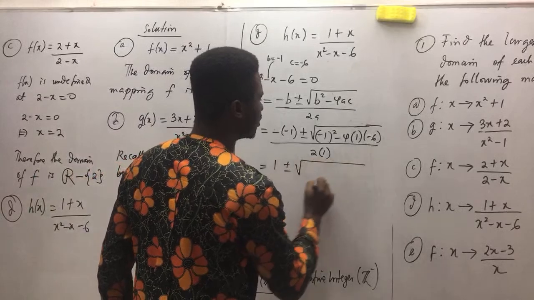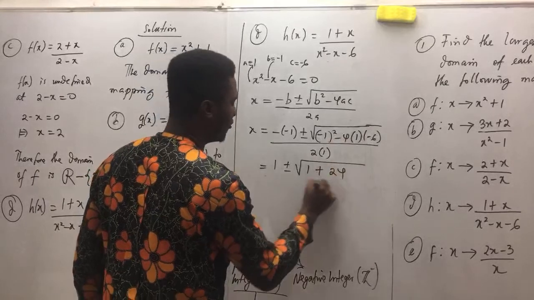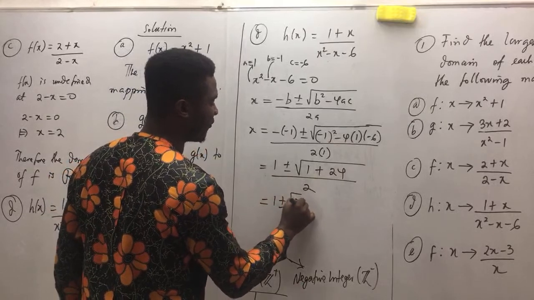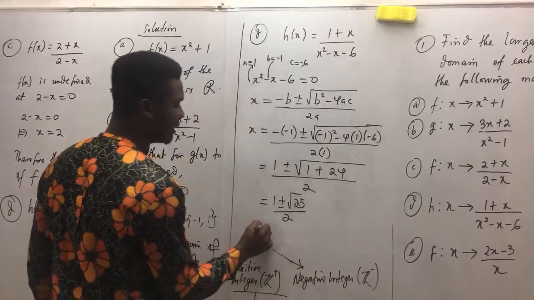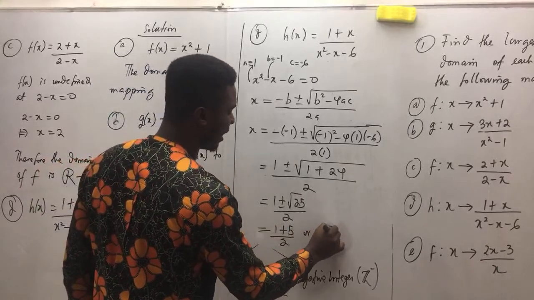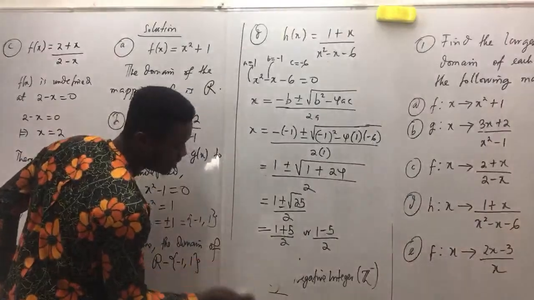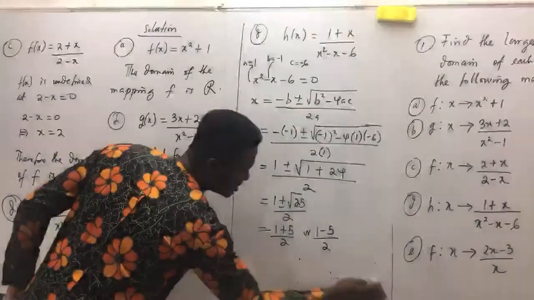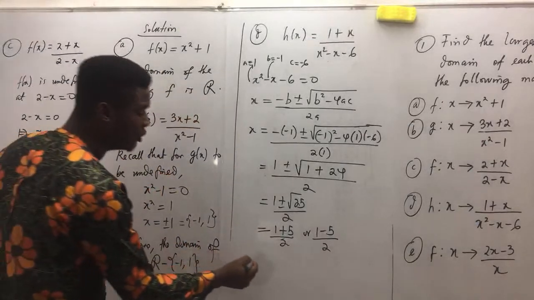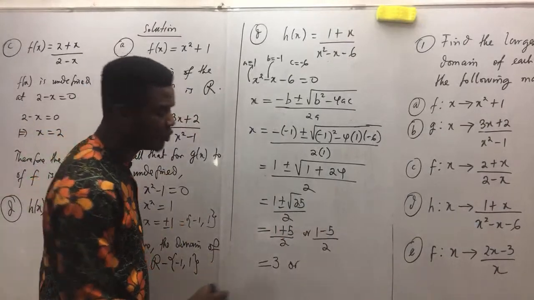So this would be the square root of 1 plus 24, all over 2. This gives 1 plus or minus the square root of 25 all over 2, implying that you end up having 1 plus 5 over 2 or 1 minus 5 over 2. That is you trying to obtain the values of x for which the denominator is equal to 0. So you end up having 6 over 2, which is 3, or minus 4 over 2, which is minus 2.